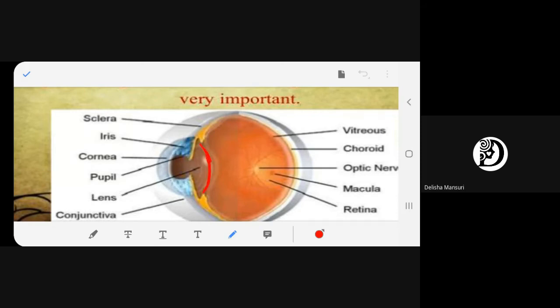Behind the pupil, we have the lens. This is the important part. We have the lens.